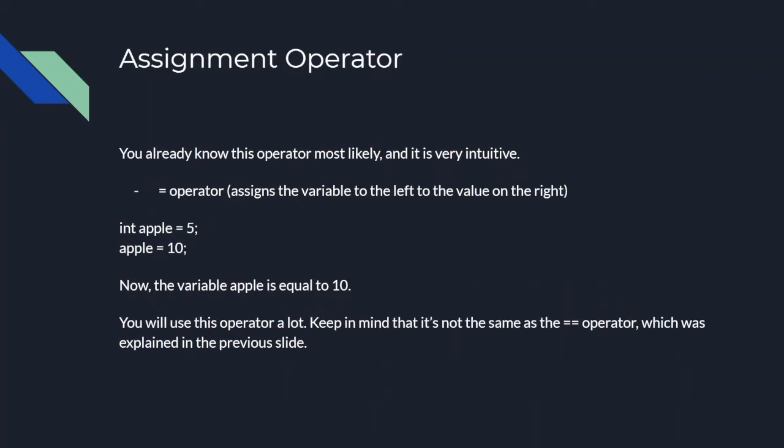The assignment operator is one that you already know. It simply sets the variable to a value. Make sure not to confuse it with the equals operator, which has two equal signs. Sometimes beginners will mix up these two, and it creates a lot of bugs that are hard to fix later.